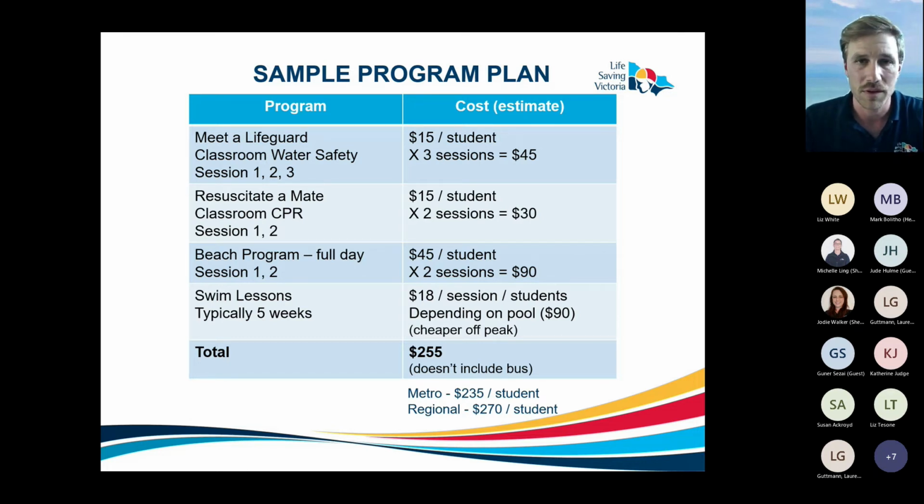If you want to go another step further and do the role model session as well, and do a bit of a first aid session, and do a second beach program where the kids extend their skills. So basically, looking here, you've got your 3 metre lifeguards, 3 water safety sessions, 2 resuscitator mates, 2 beach programs, and a block of 5 swimming lessons. That's costing $255. Now funding is $235.